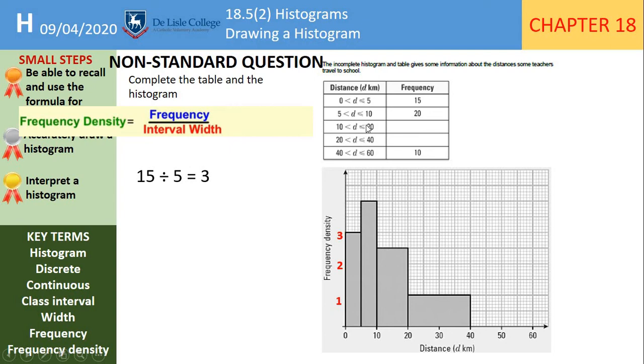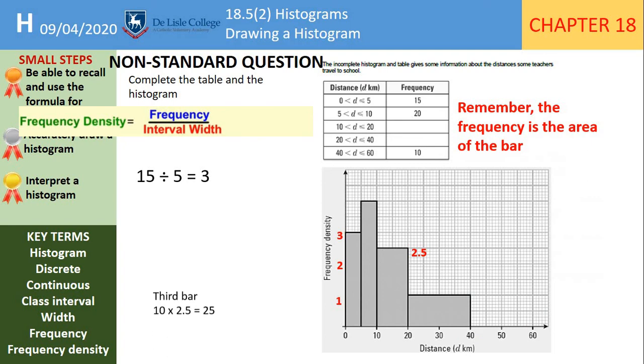So to fill in the third one then, we've got a width of 10 multiplied by 2.5 to give us a frequency of 25. And for the fourth bar, we have got a width of 20 multiplied by a height of 1 to give us a frequency of 20.